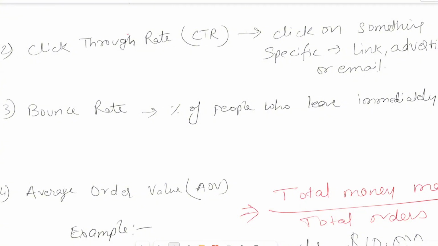We also have bounce rate, time on page, and others. Bounce rate is the percentage of people who leave immediately. Time on page is how long people spend looking at your stuff. Return visitor rate, are people coming back? This shows if they actually liked what they saw.